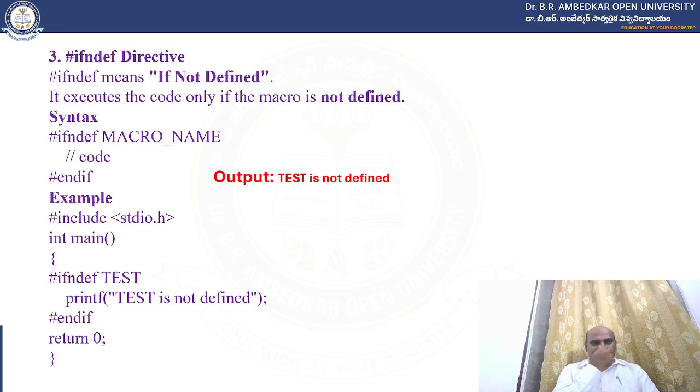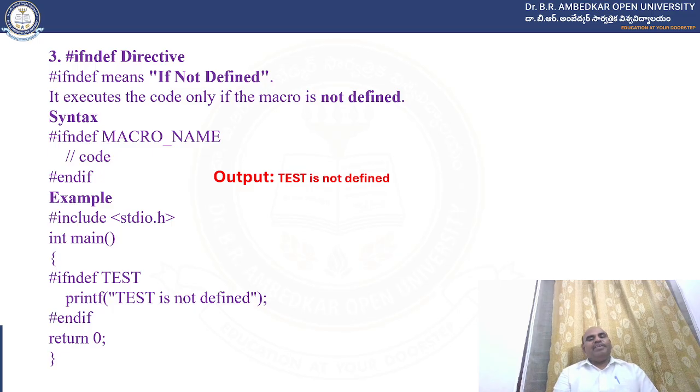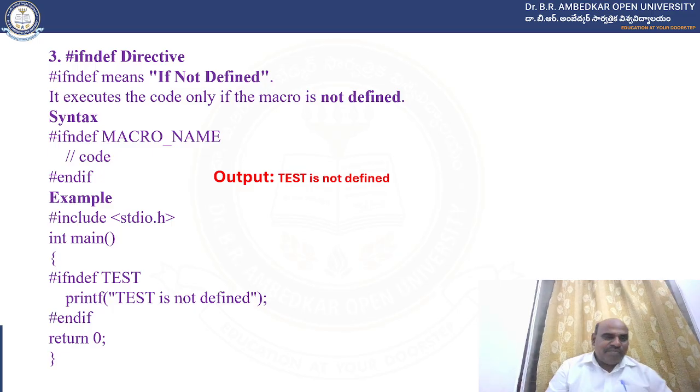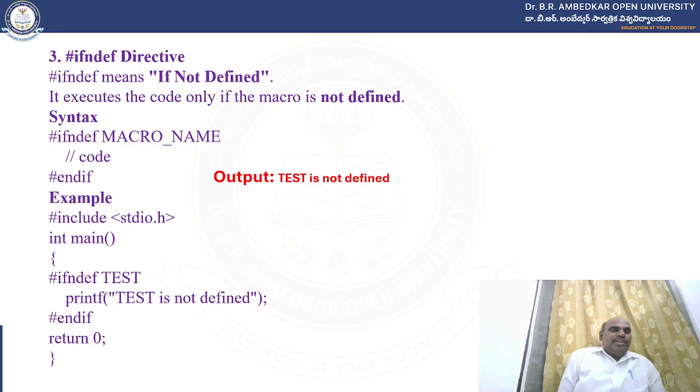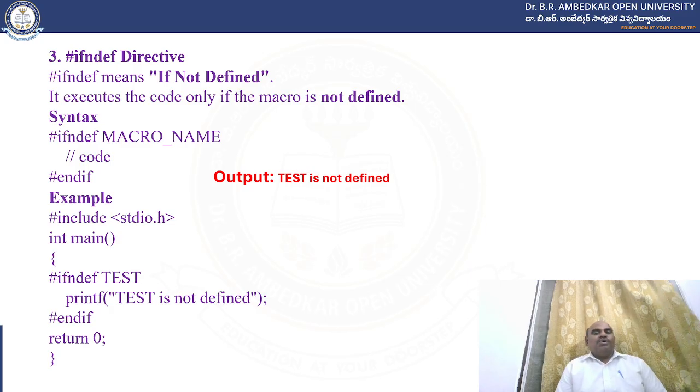Third one is the ifndef directive. What do you mean by ifndef? That means if not defined. N means not, and def we already know very well. Def means defined, so ifndef means not defined. If not defined, it executes the code only if the macro is not defined.